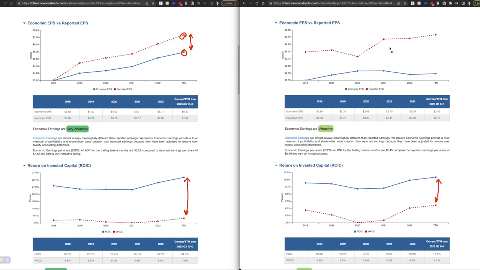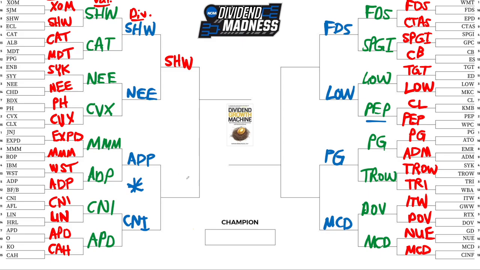CNI also has a much larger gap between their reported earnings and economic earnings. We also see the same trend in economic earnings that we saw with the last two stocks. So despite looking a little bit cheaper, I think we have to go with ADP here. I think it's trading at a premium valuation because it is a premium stock.